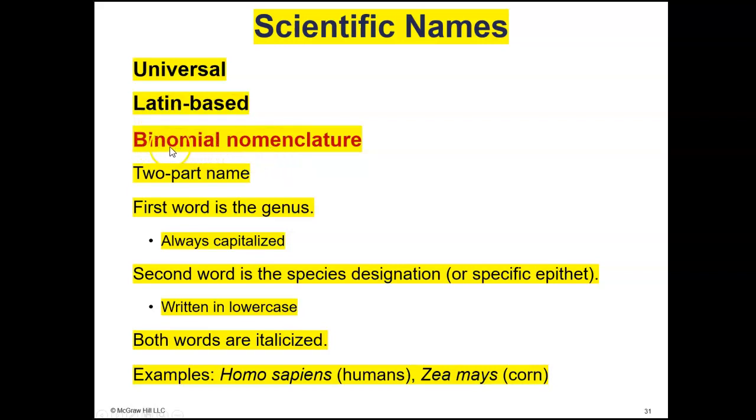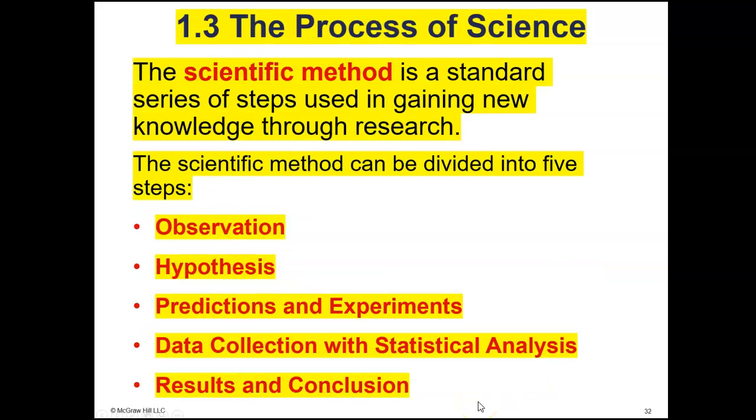Scientific names are written using binomial nomenclature. That means a 2-part name. The first word is the genus. It's always capitalized. The second word is the species or specific epithet, and that's written in lowercase. You italicize both words, or if you're handwriting it, you underline them. So again, the scientific name for humans is Homo sapiens, capital H, little s, and both words are italicized. And corn is Zea mays, capital Z, little m, both words are in italics.